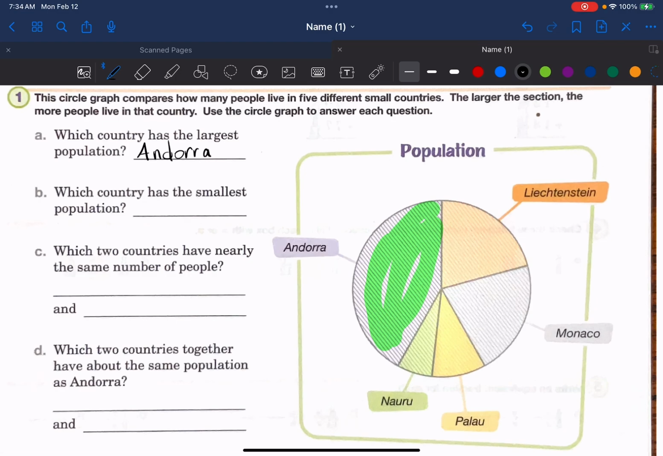Then it says which country has the smallest population. Okay, so now I look, which one's the smallest? It looks like this one, so that's what you write on the line. Some interesting country names. Okay, then the next one. Which 2 countries have nearly the same number of people? So nearly means almost. So which 2 countries have almost the same amount?